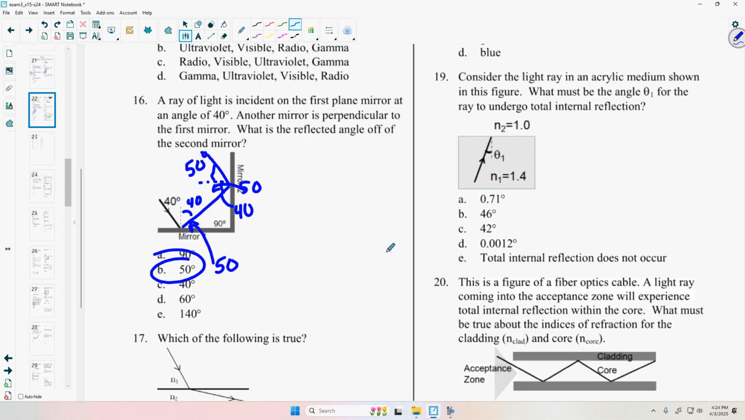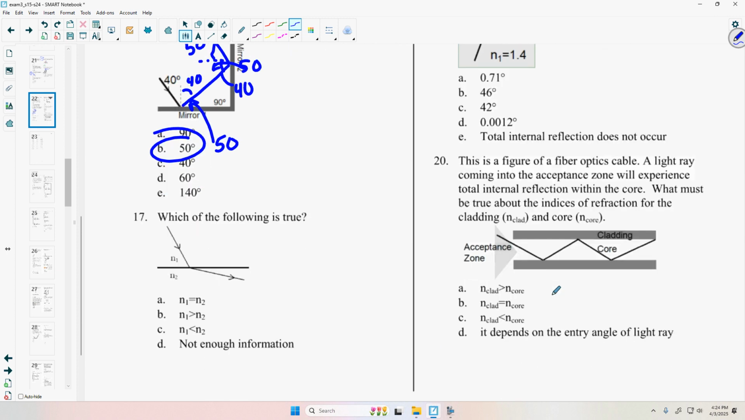It's not anything different, but I just want to know, if I have this light that's moving through this core, how does the index of refraction here compare to here? Well, for total internal reflection to occur, you have to move from what to what type of index? Low to high or high to low? High to low. So this index has to be higher than this index. So the index of the cladding has to be less than the index of the core. High index, low index. This has a high index, and this has a low index.